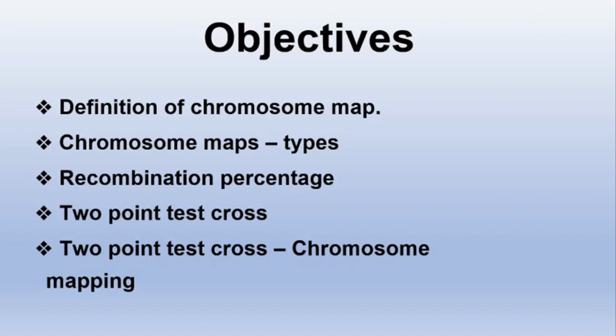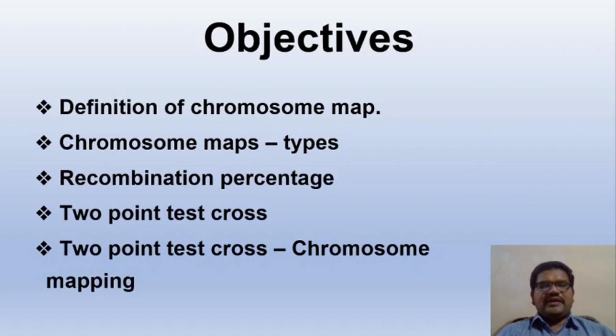The main objectives of the lesson: definition of chromosome map, chromosome maps, types, recombination percentage, 2-point test cross, and finally 2-point test cross and chromosome mapping.